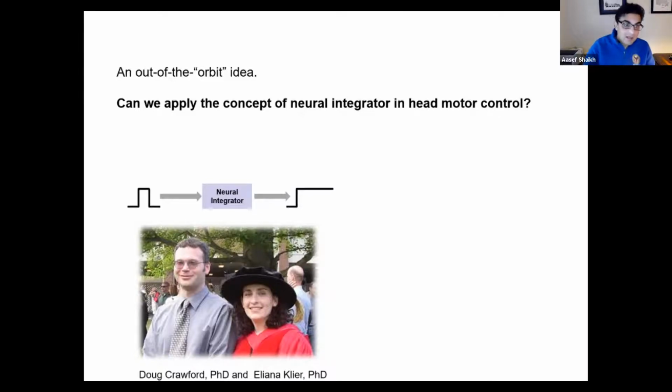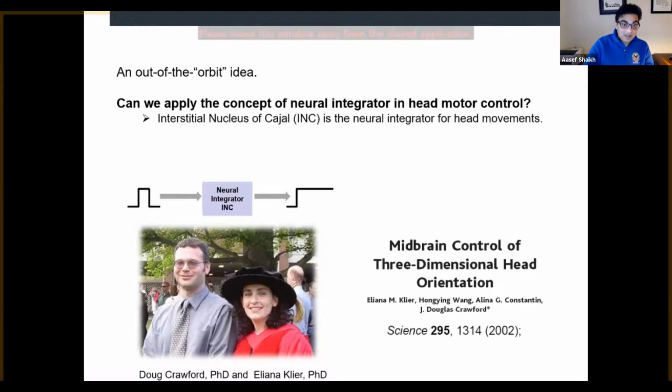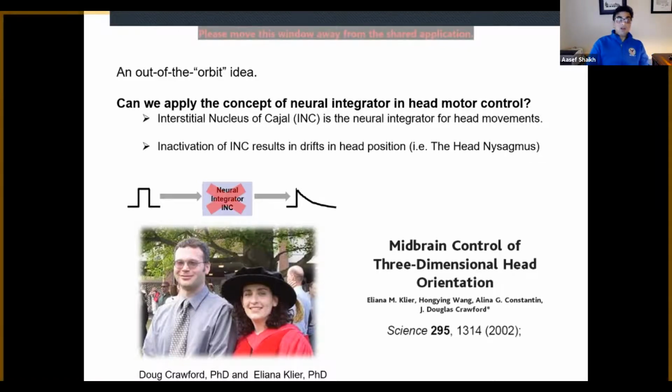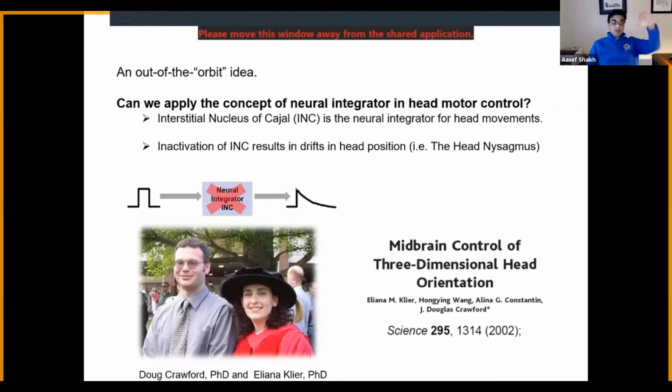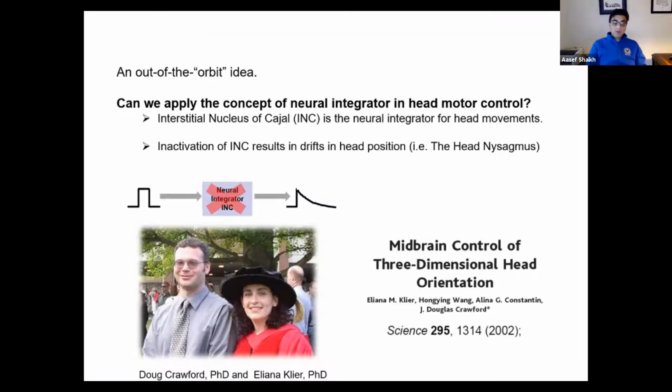So what Ellie did is Ellie injected muscimol in nucleus of Cajal in monkeys. What she saw were drifts in the head movements of the monkeys after injecting muscimol in the Cajal. And then she published a paper in Science in 2002 describing the neural integrator for the head movement.